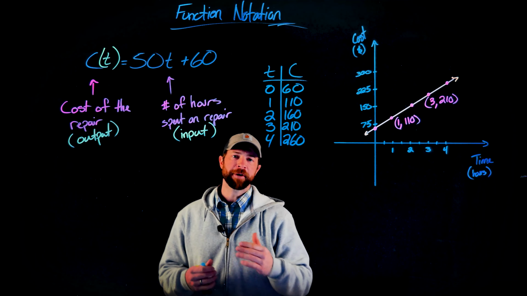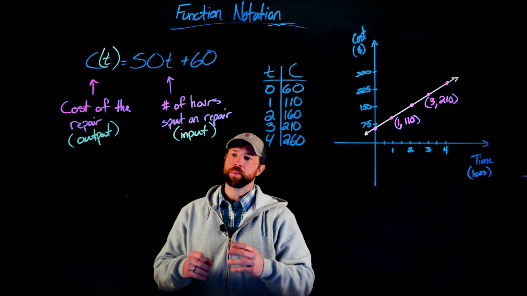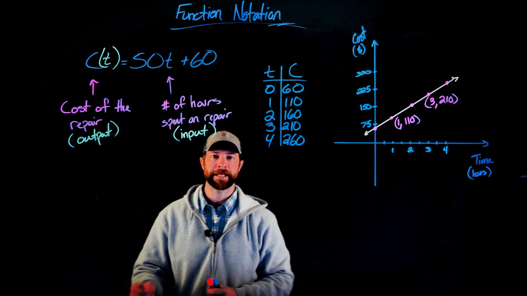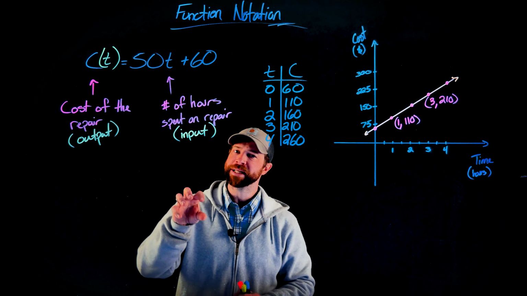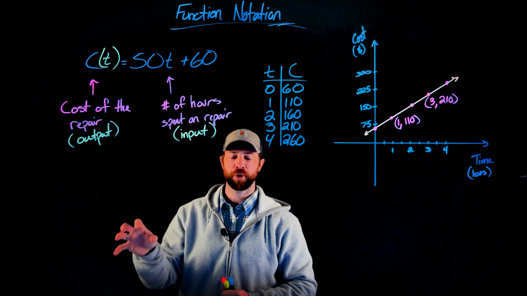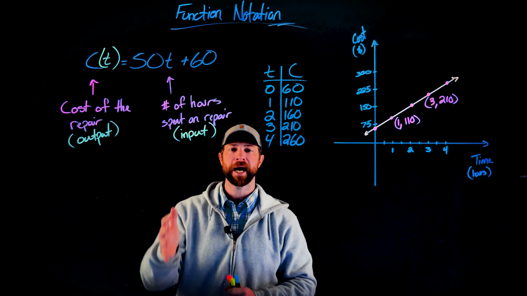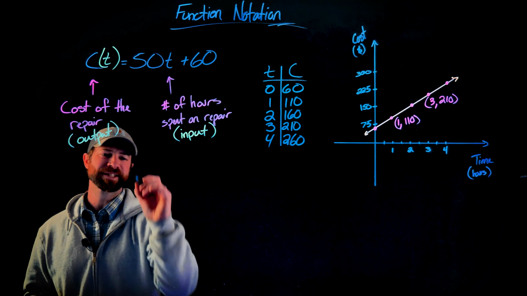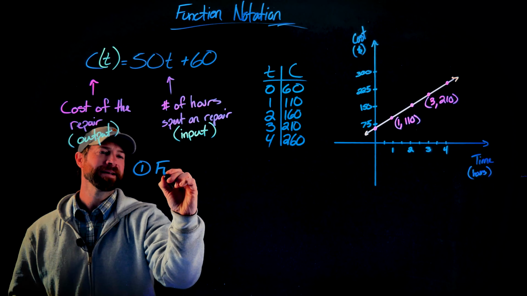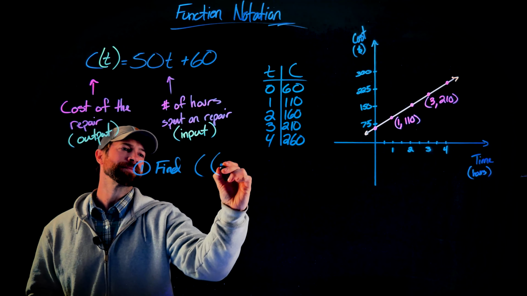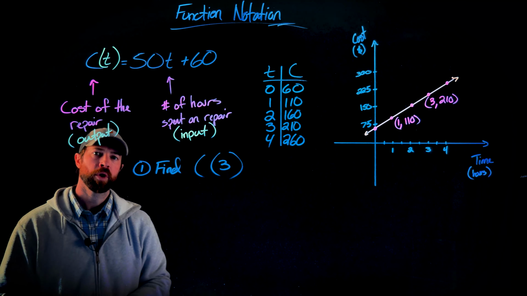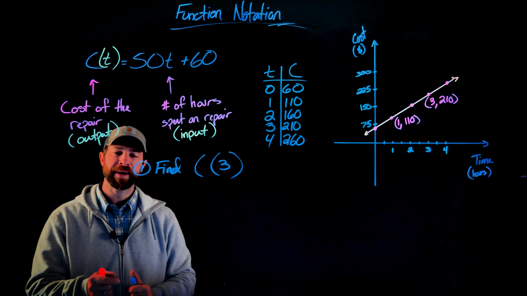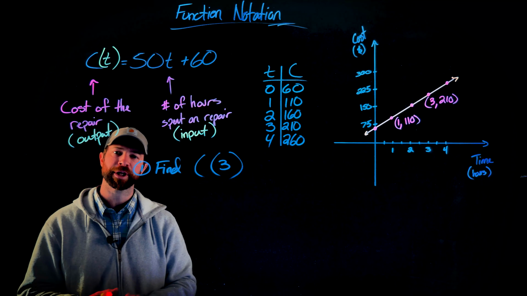Mathematically speaking, functions are mathematical objects that relate two or more variables. In this case, we're relating the variable t with the variable c. We will input information into our mathematical machine and we output information. In this case, we're inputting time for repair and we're outputting cost. With this notation, we can ask questions like this. Find c of 3. What this is asking us to do is to input 3 for the independent variable, or t, and find out what the cost is.